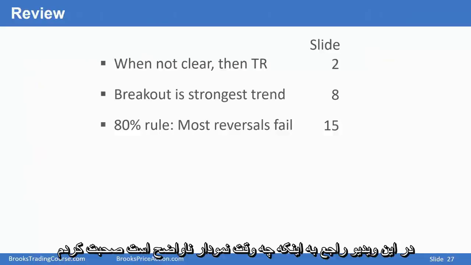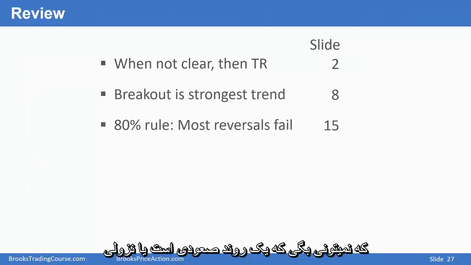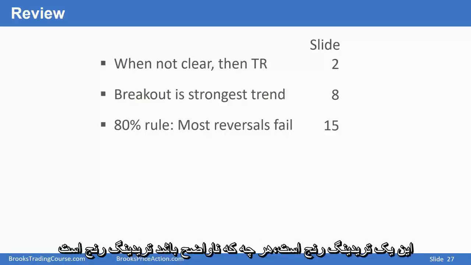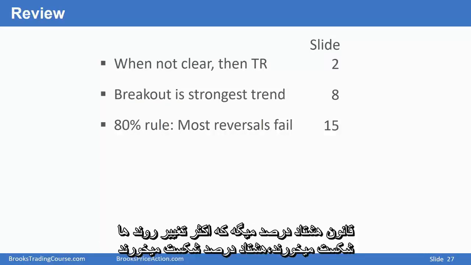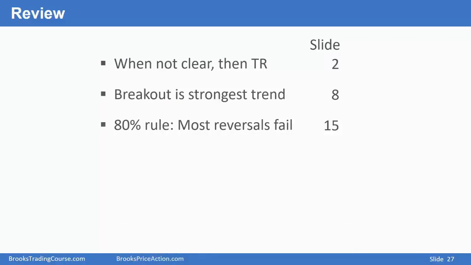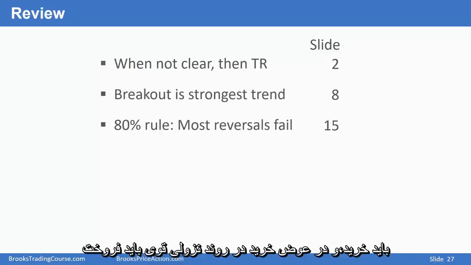In this video, I talked about when a chart looks unclear and you cannot tell if it's in a bull trend or a bear trend, it's in a trading range. So anytime something is not clear, it's a trading range. A breakout is the strongest part of a trend, and it's a high probability bet that the trend will continue. 80% rule, most reversal attempts fail. 80% of reversal attempts will fail. So instead of selling in a strong bull trend, you should be buying. Instead of buying in a strong bear trend, you should only be selling.